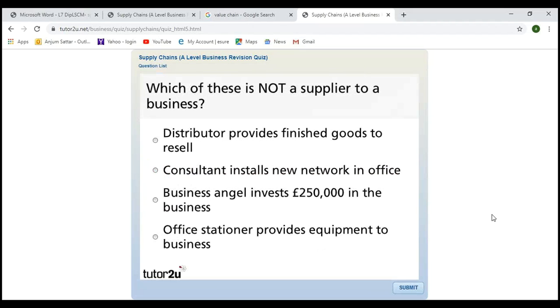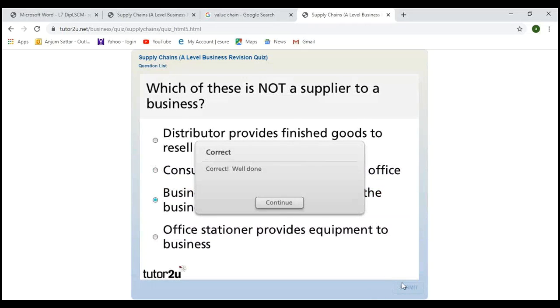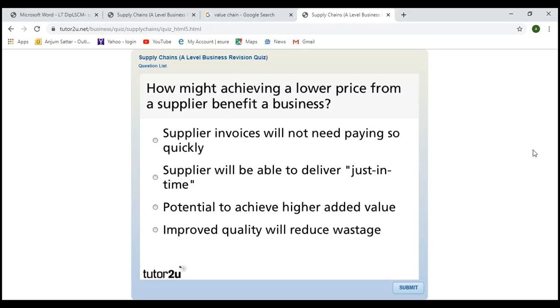Good. Okay, so which of these is not a supplier to a business? Distributor, consultant, business angels. I think business angels invest. I think distributor. Let's go for Hamza. Business angels, yes, good. Nice. Okay, next.